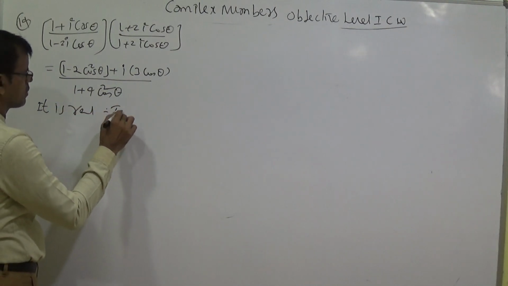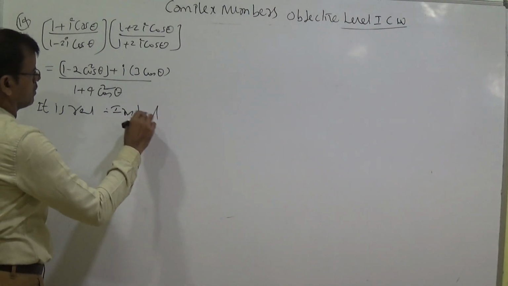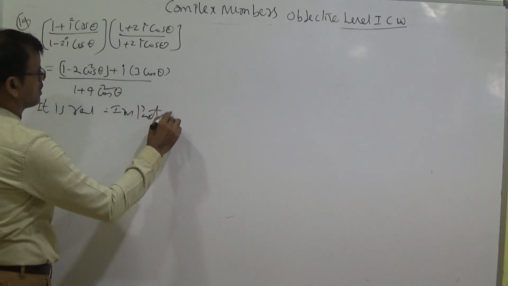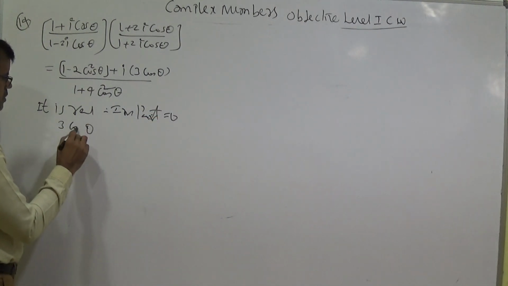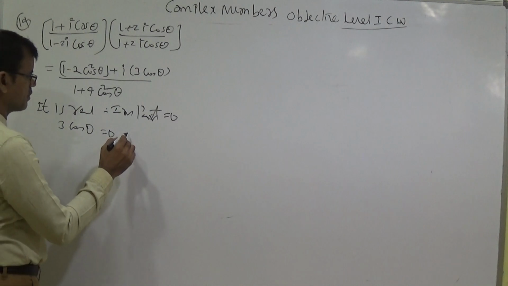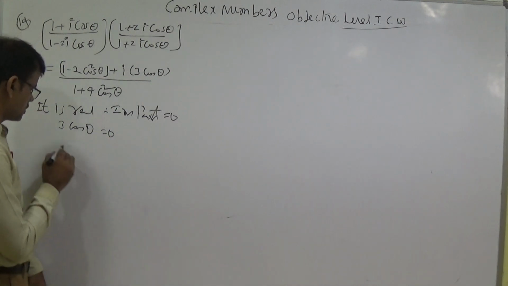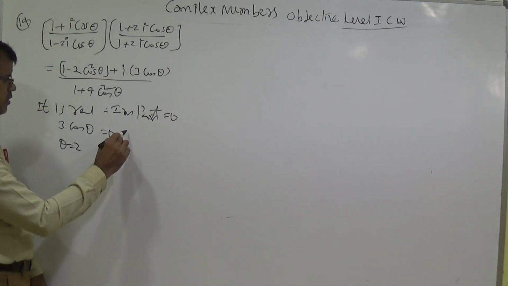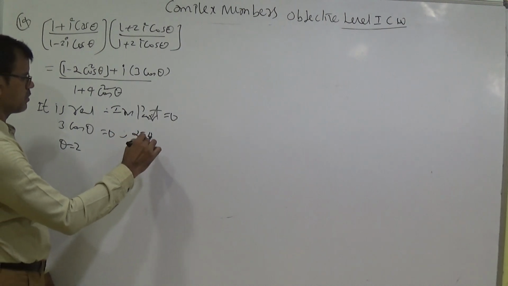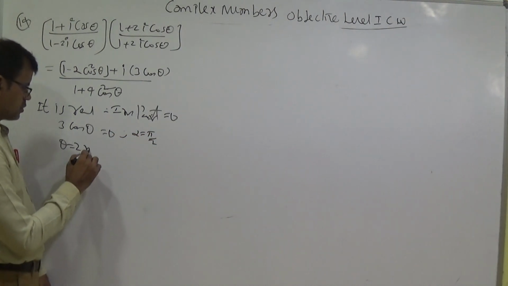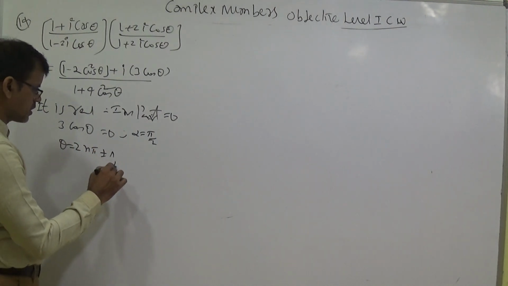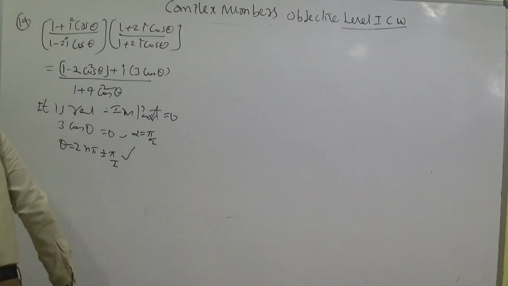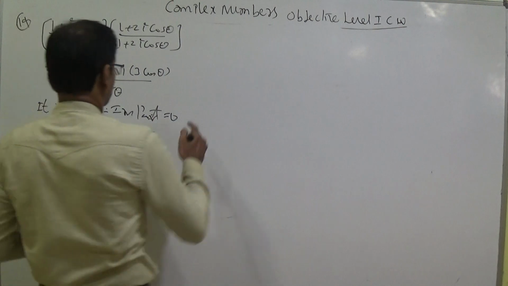Therefore, the imaginary part is equal to 0. So here the imaginary part, meaning 3 cos theta, is equal to 0. Whenever cos theta is equal to 0, theta is equal to 90. And the principal solution here, alpha is equal to pi by 2. General solution is 2n pi plus or minus alpha. So 2n pi plus or minus pi by 2, n belongs to I, meaning n belongs to integer.